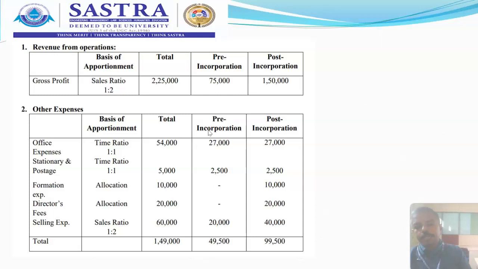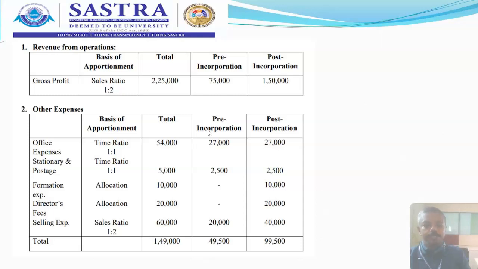Now, post-incorporation period. What are the expenses? Post-incorporation period, we have office expenses rupees 27,000, stationery and postage rupees 2,500, formation expenses rupees 10,000, director's fees rupees 20,000, selling expenses rupees 40,000. Now, if you sum up this, it comes around rupees 99,500.